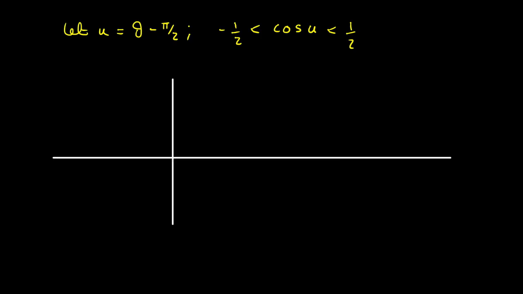Okay, so let's draw the graph. So this will be like pi by 2, pi, 3 pi by 2, 2 pi.